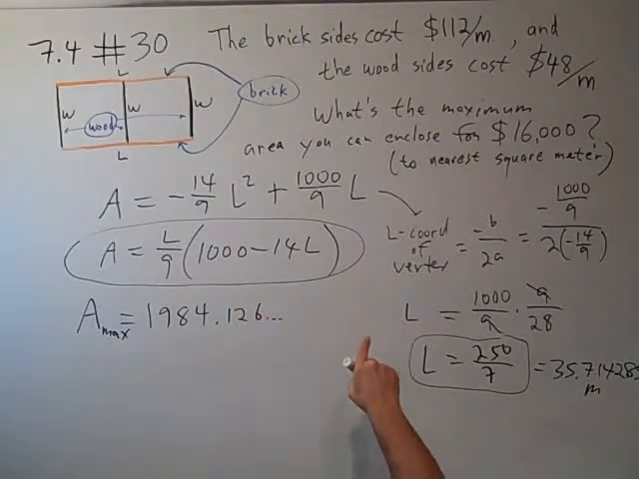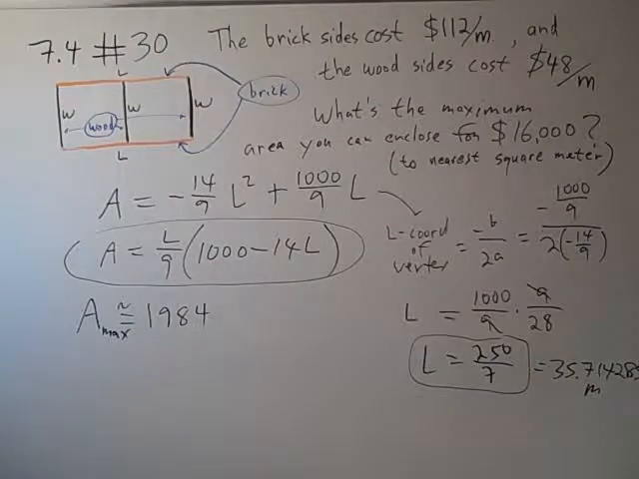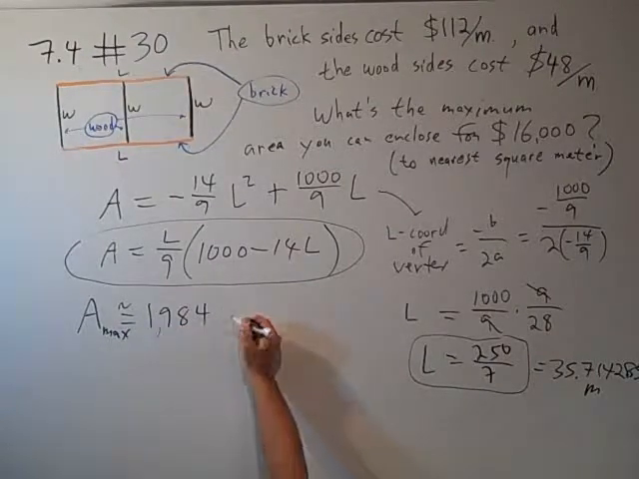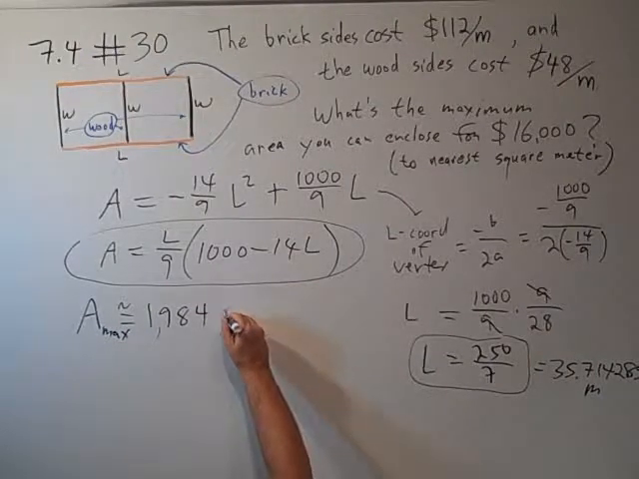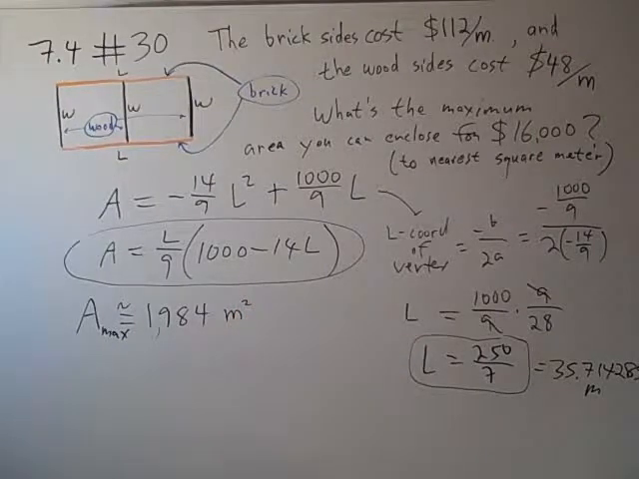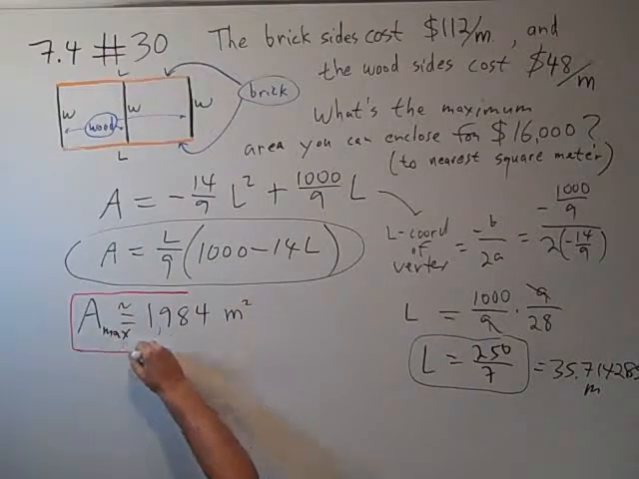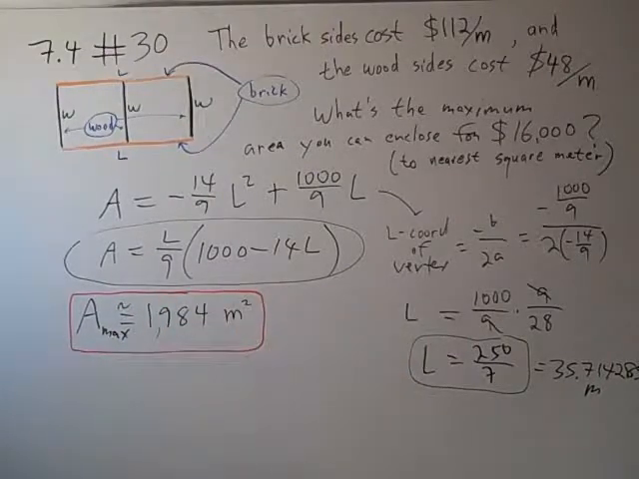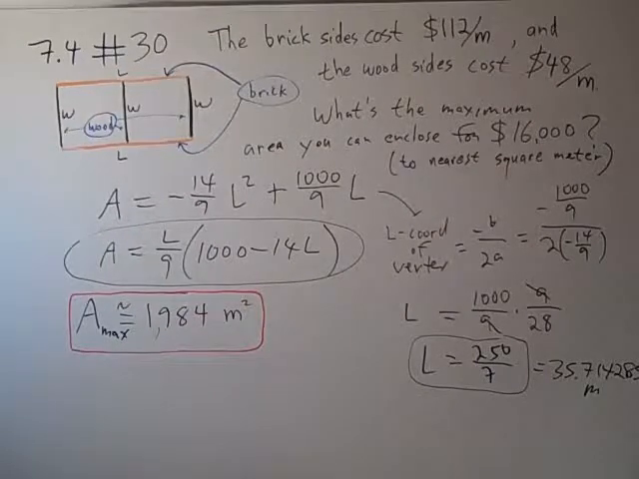Well, we want to round off to the nearest square meter, so that's the 4. So the maximum area is approximately equal to 1,984 square meters. So that is our maximum possible area, rounded off to the nearest square meter.